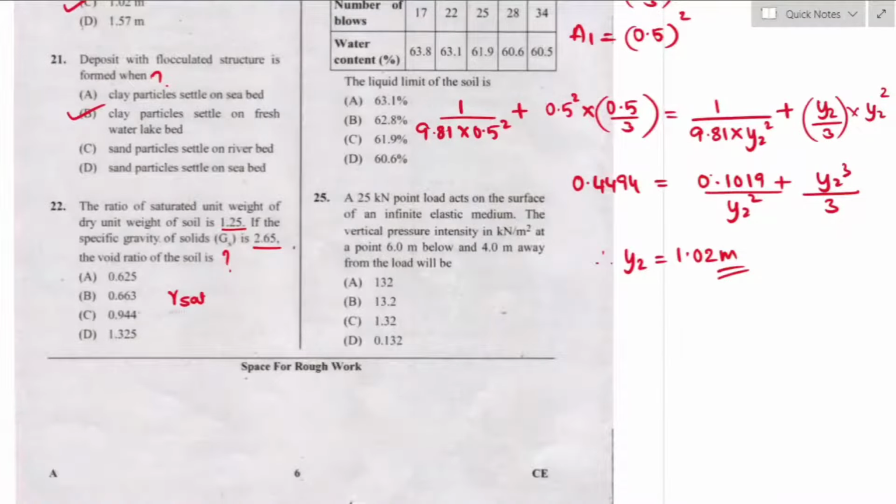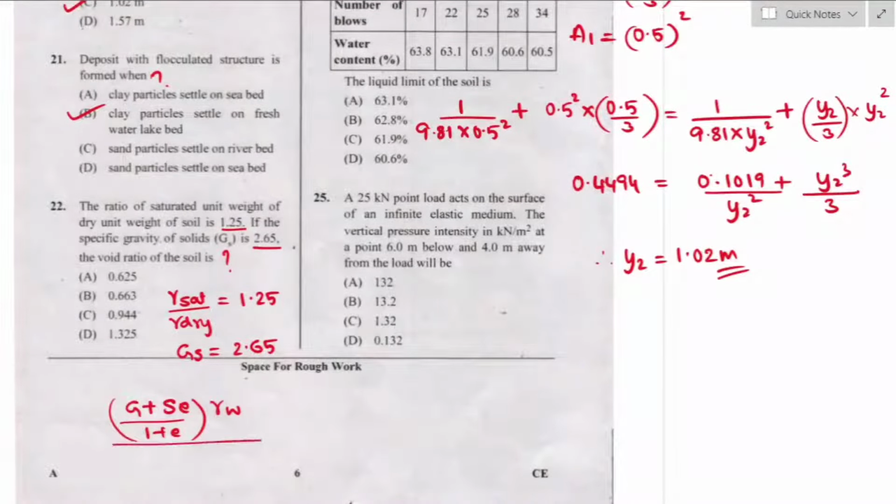Ratio of saturated unit weight to dry unit weight is given as 1.25 and specific gravity of the solids is given as 2.65. We know that the saturated unit weight is calculated by (G plus SE) divided by (1 plus E) into unit weight of water, and dry unit weight is calculated as G into gamma W divided by 1 plus E, which is equal to 1.25.